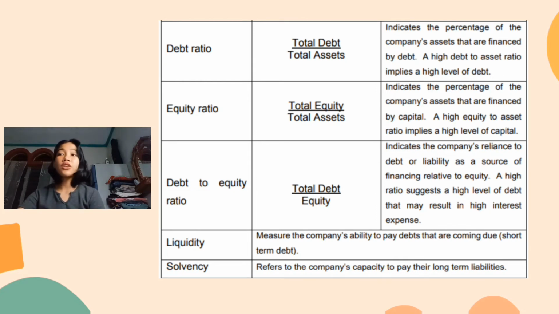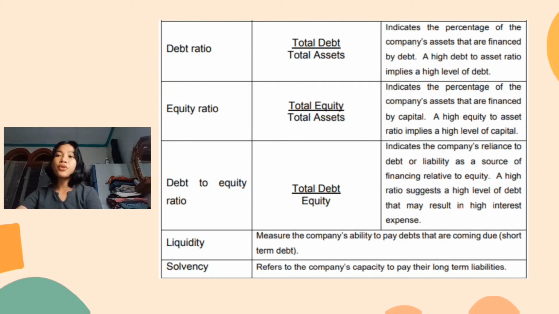Next is the equity ratio. We can get the equity ratio by dividing the total equity by total assets. This indicates the percentage of the company's assets that are financed by capital. So a high equity to asset ratio implies a high level of capital. The equity ratio is a financial metric that measures the amount of leverage used by a company. So it uses investments in assets and the amount of equity to determine how well a company manages its debts and funds its asset requirements.